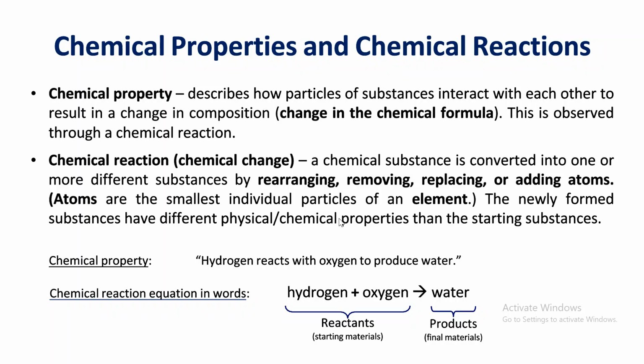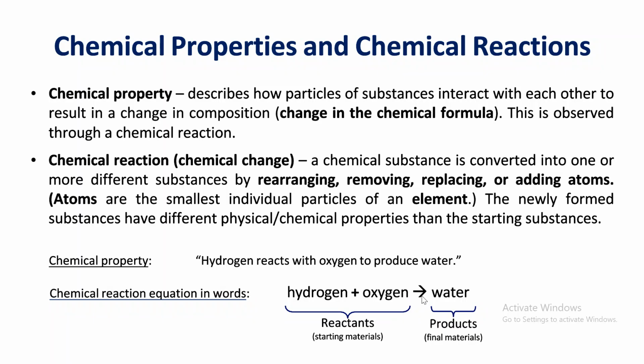You can think of it as if you burn paper, you're going to get ash. Now, the ashes at the end have different physical and chemical properties than the original paper. Now, for the chemical property, you're going to notice the keyword reacts. So when it says hydrogen reacts with oxygen to produce water, reacts would be a chemical change. So the equation now in words, we're going to say hydrogen, we're going to put a plus sign, oxygen, and then to produce, so we're going to draw an arrow, and water.